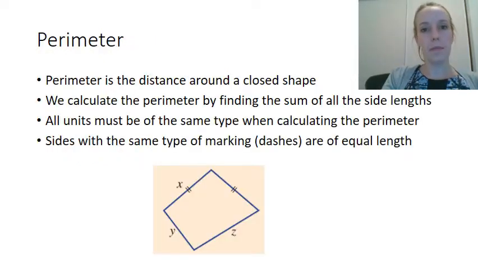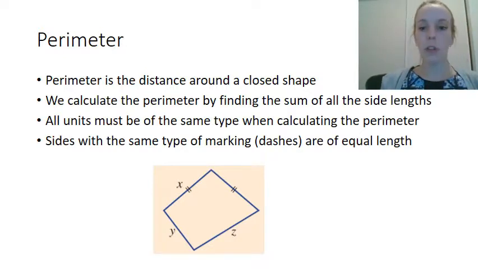Okay. So now to work out perimeter. Perimeter is the distance around a closed shape. The way we calculate perimeter is we find the sum of all the side lengths. So we add them all up together. When we're doing this, however, all of our side lengths have to be in the same unit. So for instance, they all have to be in centimetres or metres or kilometres, otherwise we can't add them up properly.